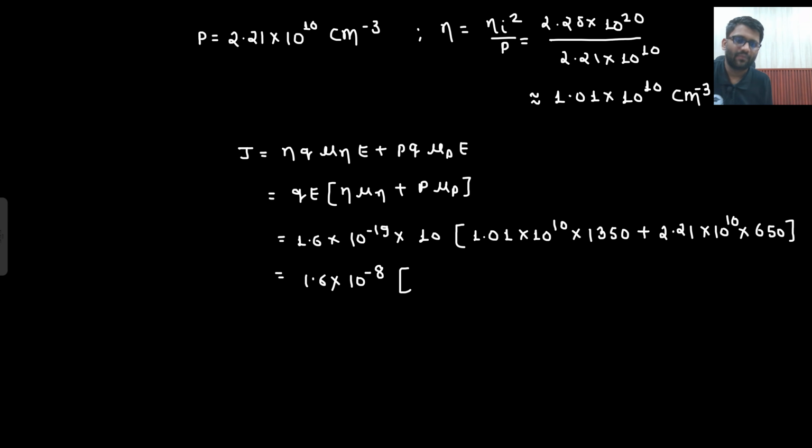Here what I am getting is 1.01 into 1350 plus 2.21 into 650. So 2800 I am getting. This is what I am getting.